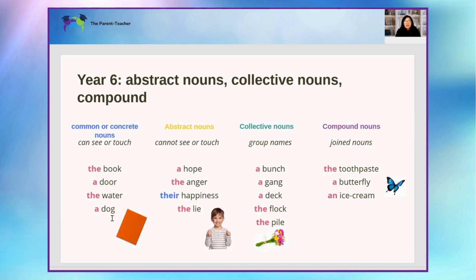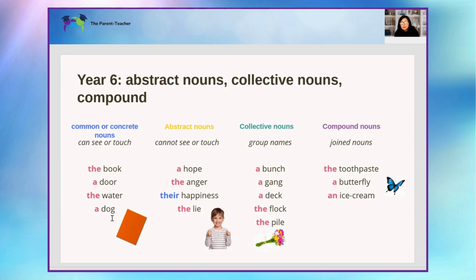Okay, so we can't see hope, we can't see anger, we can't see happiness, we can't see a lie, but because we can put the word the, an, or a in front of the word, or even another determiner like their, that word is a noun. Okay, so that is something children need to learn so that they understand in year six that words that have an article with them are automatically nouns.